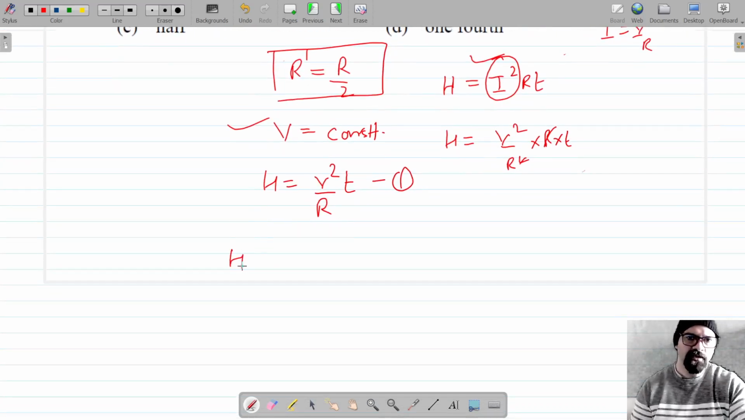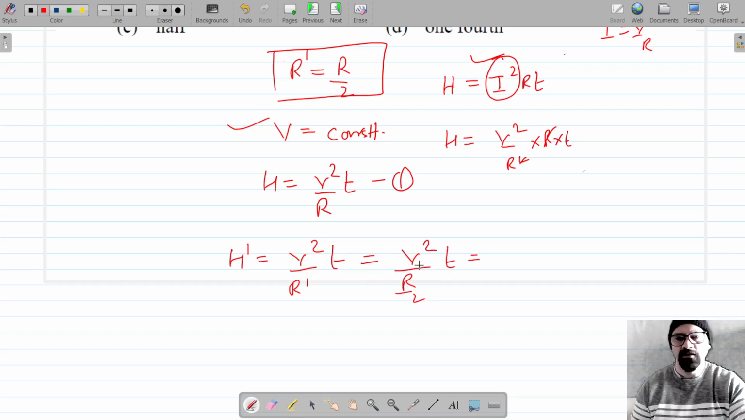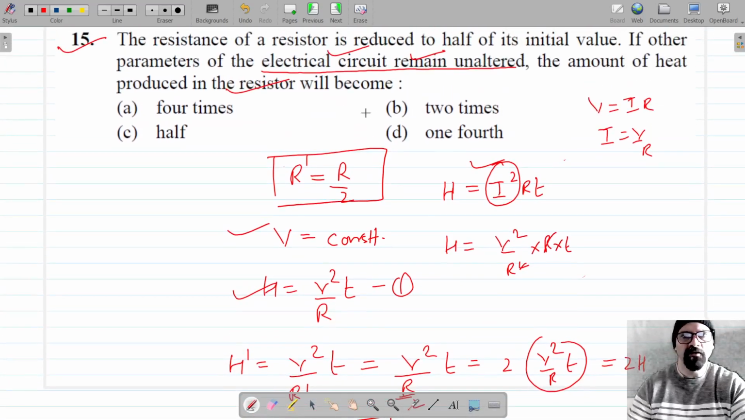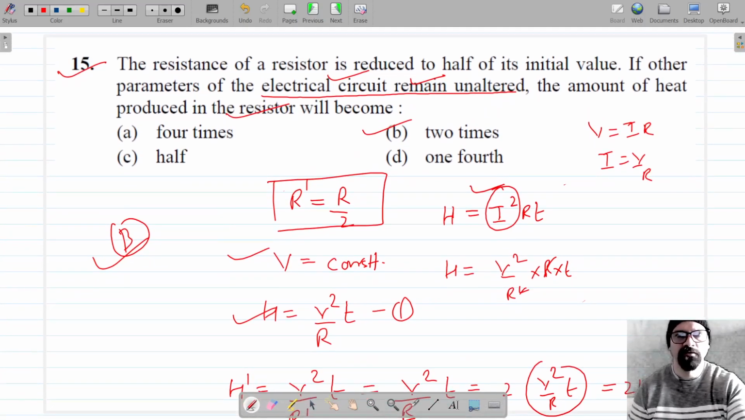Now let H dash be the heat produced when the resistance is the new resistance. So that is equal to V square by R dash, which is R by 2, into T. So this becomes 2 times V square by R into T. Now this V square by R into T is the initial heat produced. So the new heat produced becomes 2 times the original heat produced. So that means our option is option B. So B is the correct answer for this one.